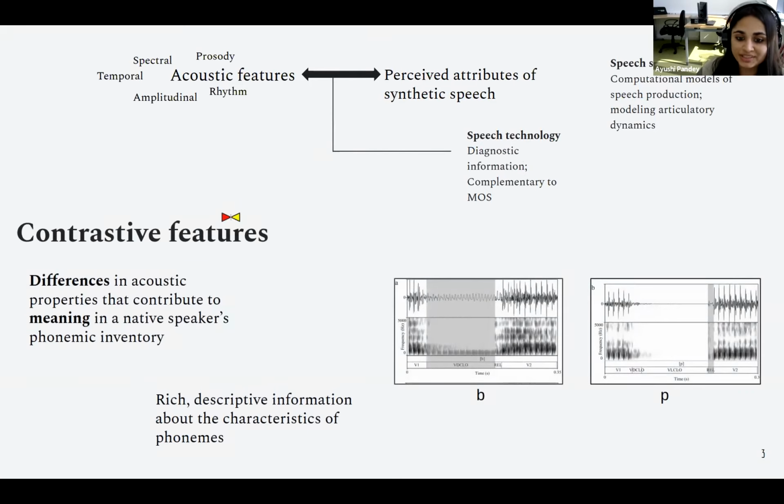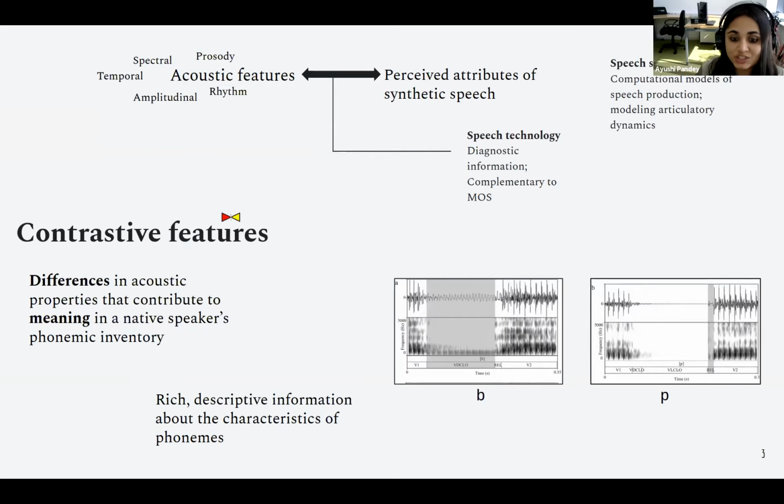Now, let me draw your attention to the field of acoustic phonetics, where relationships between acoustic measurements and meaningful perception of languages take center stage. First of all, contrastive features in speech perception are those acoustic differences in the signal that contribute to meaning. For example, on your right, you see two images. These are obstruent consonants b and p. The presence of the low frequency energy region in the b and the absence of it in the p plays a crucial role in the perception of their difference.